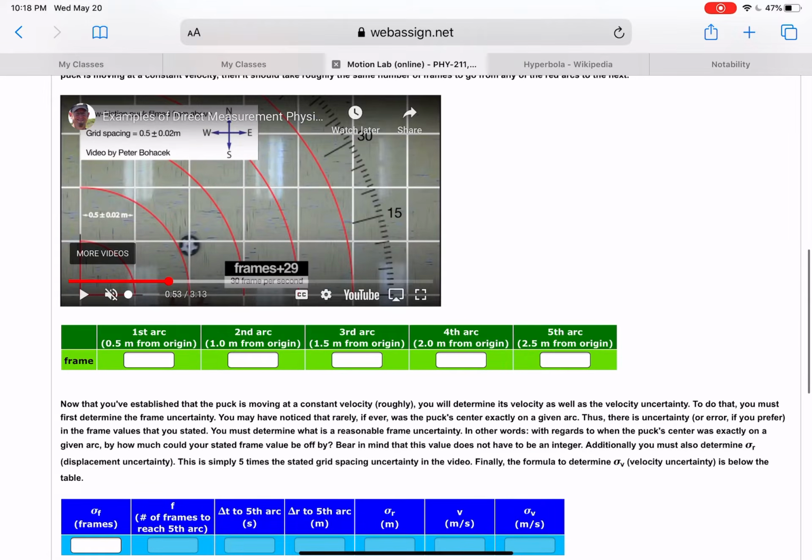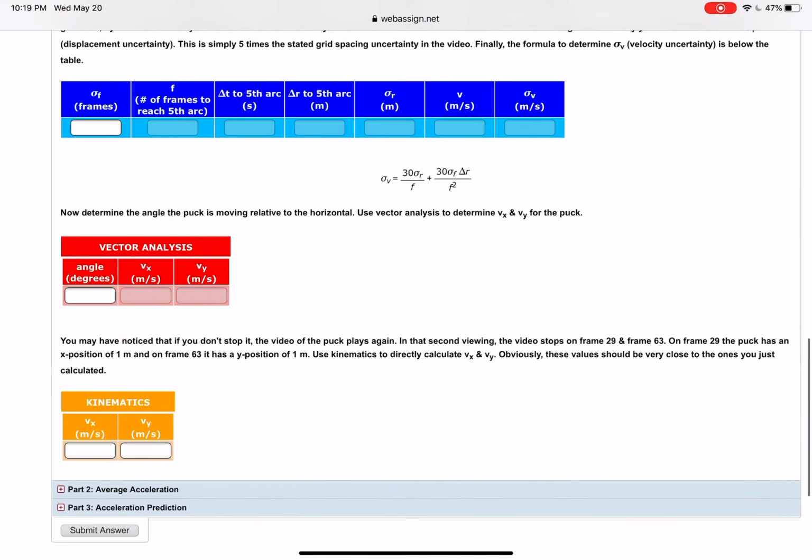And a similar thing happens. In just a moment it pauses there, then it continues to right there. That is a y displacement of 1 meter at frame 63, so we can use that to calculate the y velocity.